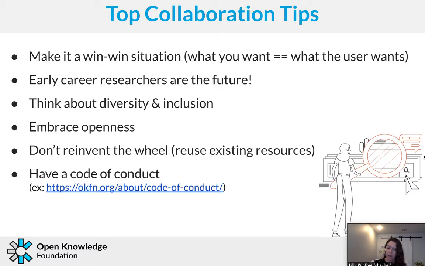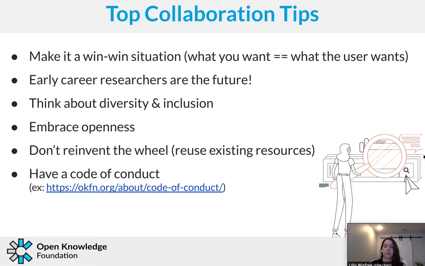Okay, and with that, I want to summarize all of my top collaboration tips from both the pilots and the fellows. And the first one is make it a win-win situation. This means where what you want is the same as what the user wants. This might be difficult to achieve, but as close as you can get to this situation will make everybody happier. I like to focus on early career researchers because they are the future. And I think especially if you're trying to make some cultural change, then that is a really great place to start. Think about diversity and inclusion.